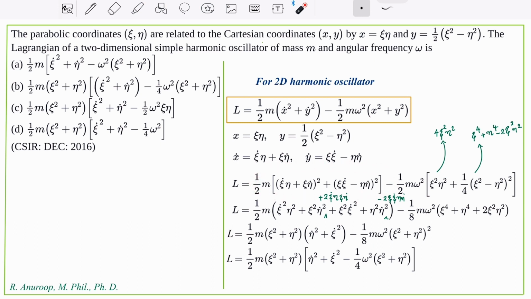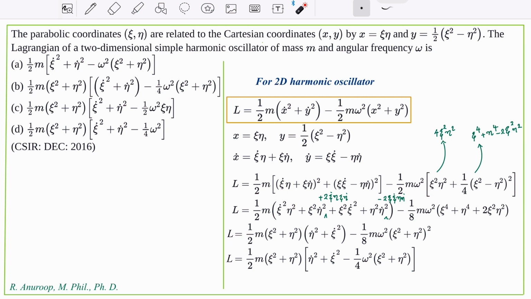Then the second term is 1 by 2 m omega square into (x square plus y square). Here x square is (psi eta) whole square, that is psi square eta square, plus y square. Here we have 1 by 2, therefore y square is 1 by 4 into (psi square minus eta square) whole square. This is the second term.